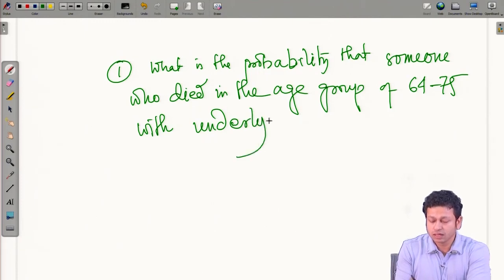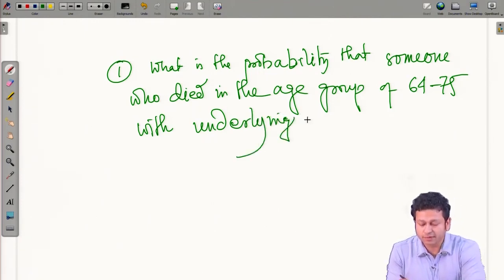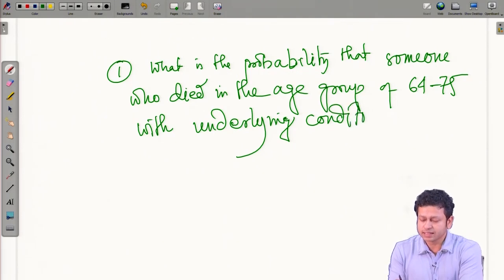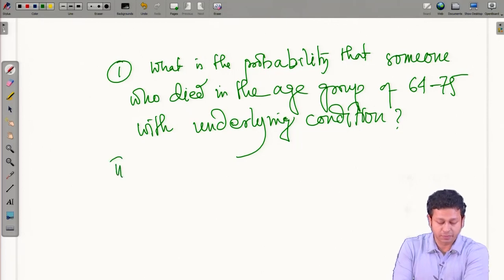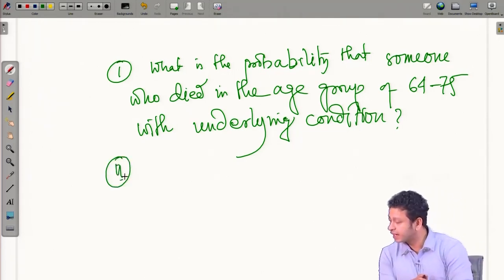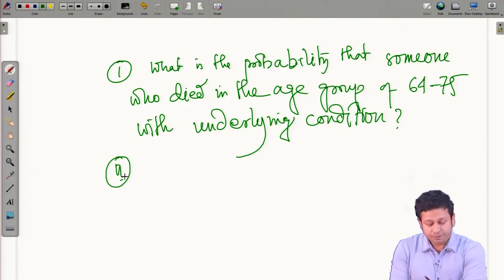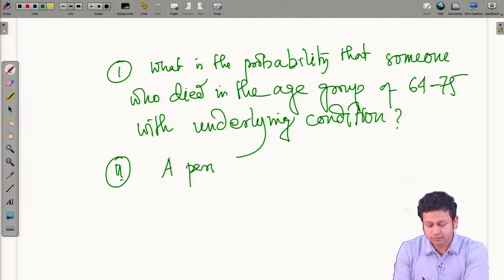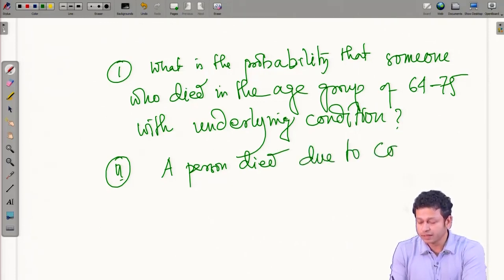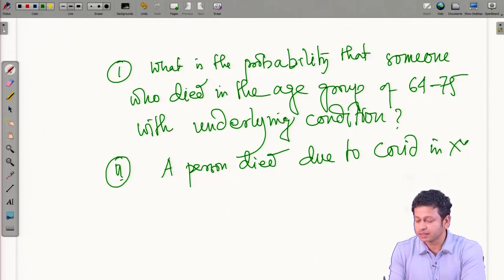I do not have any formula, like any classical approach formula that I can use directly, but what I can do is use the data that I have provided to actually calculate that. Similarly, I will just ask a couple more questions so that we are conceptually clear on this topic. So the second question is that a person died due to COVID in XYZ town.